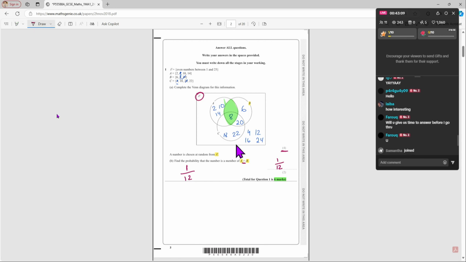So this is Venn diagram notation. If you want to look at that, that is called Venn diagram notation. That is the topic for that one.